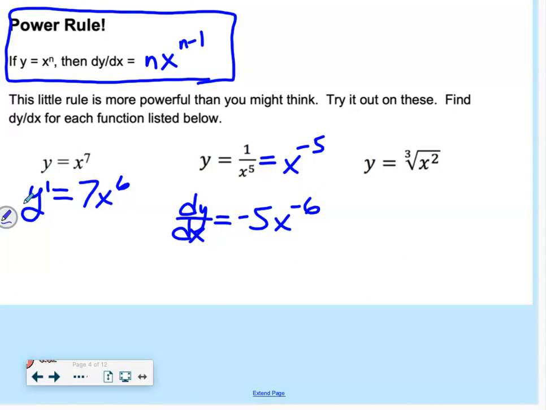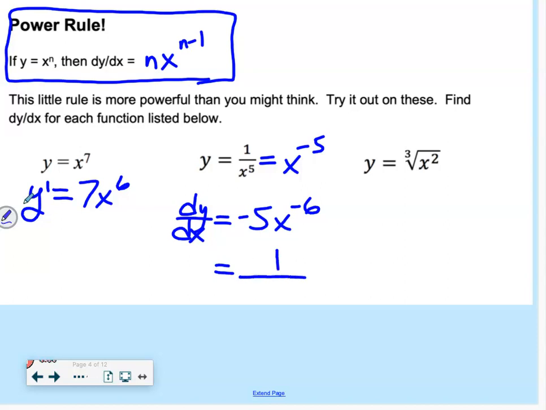Do you think I would accept this answer? You know, I probably would accept it, but in the directions on your test, there's a paragraph at the top, and one of the things in the directions of the chapter 2 or chapter 3 test is no negative exponents. So how am I going to rewrite this? 1 over negative 5x to the 6th.